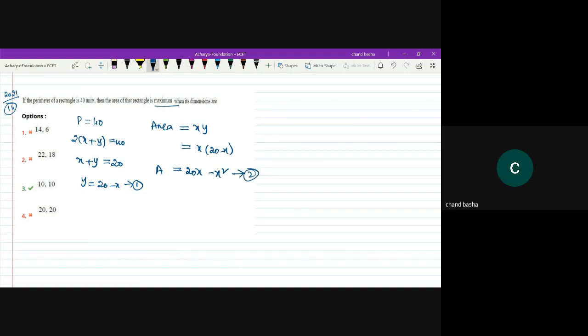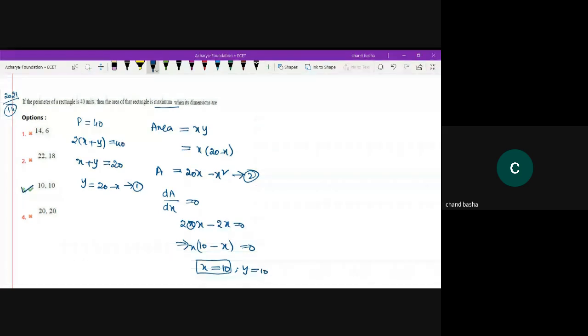For maximum or minimum, dA by dx is equal to 0. So differentiating, 20 minus 2x is equal to 0, which implies that 2 common, x will be common. 10 minus x is equal to 0. After taking 2 common, x is equal to 10. If x is equal to 10, y also becomes 10. y is also 10 is the correct answer. Option 3 is what he has given.